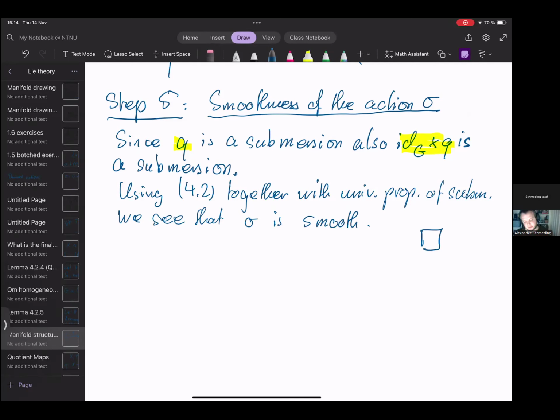To sum up, we have constructed on the coset space a smooth manifold structure for which the quotient map becomes a submersion, and we have shown that the canonical action of the Lie group on this coset space, which is coming from left multiplication with elements on the cosets, really is a smooth map with respect to this manifold structure, and this finishes the proof.